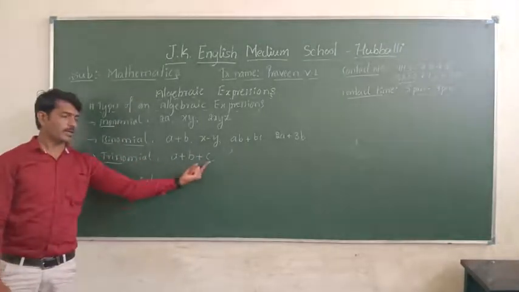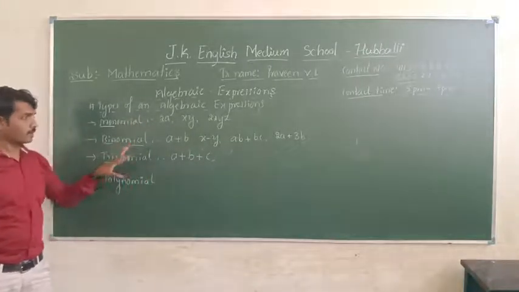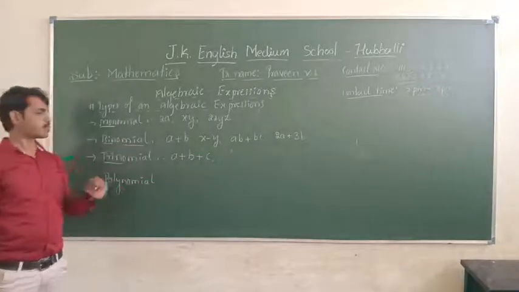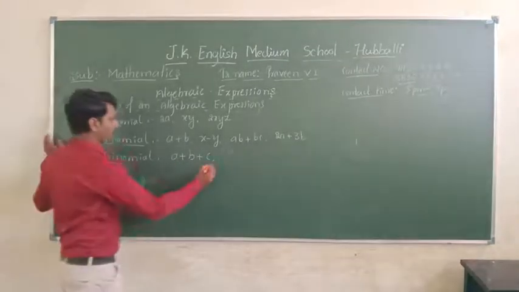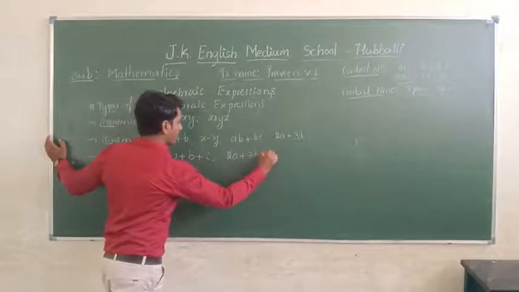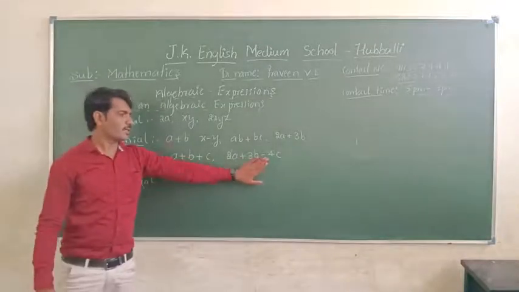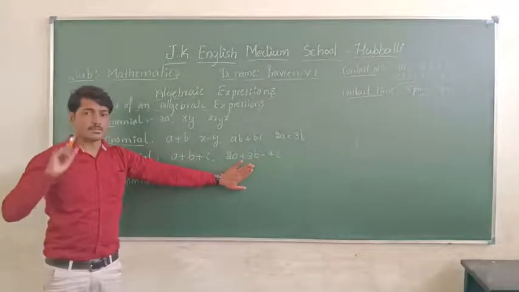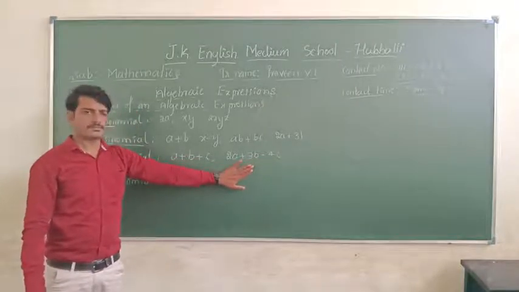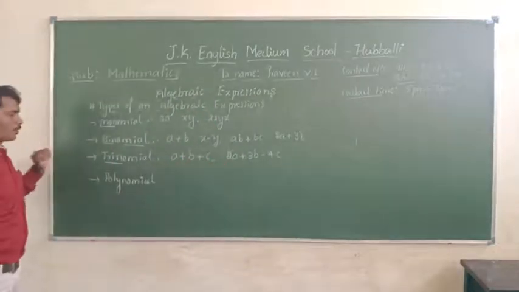A, B and C. These are three different algebraic terms separated by how many signs? Two signs. So it is called a trinomial. Can you give one more example? 2a plus 3b minus 4c. In between these terms we can take plus or minus, but don't take multiplication or division signs. Understood? Okay. And finally, polynomial.